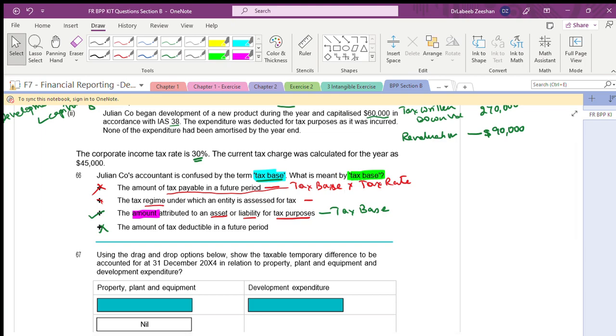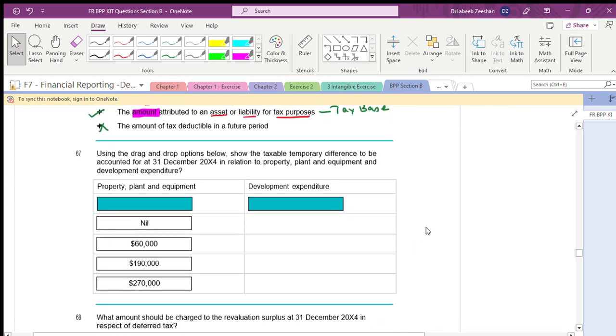Next, use a drag and drop option below. Show the taxable temporary difference to be accounted for at 31st December 2000 in relation to property, plant, equipment and development. They are talking about two things: property, plant and equipment, and development expenditure.